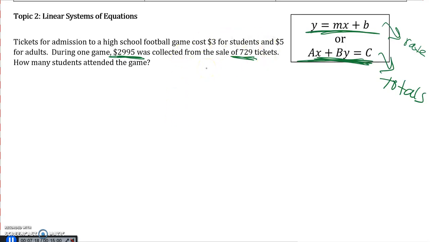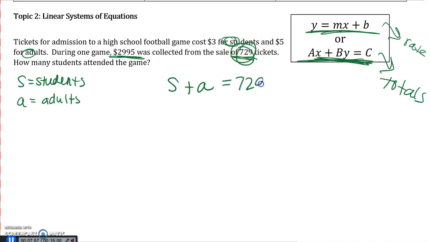In this situation, I don't really have a slope. Things aren't changing here. So writing something as y equals mx plus b is not going to be helpful. So looking at what I've got, students and adults. If I'm dealing with students and adults, I'm going to call those my variables. So first off, the number of students and the number of adults attending the game total would have to equal the 729.